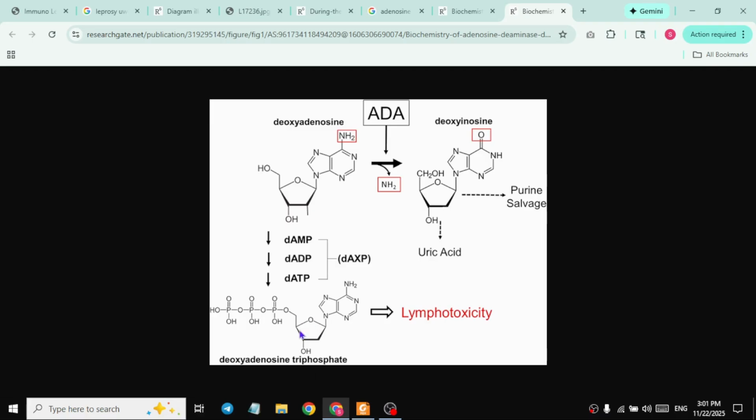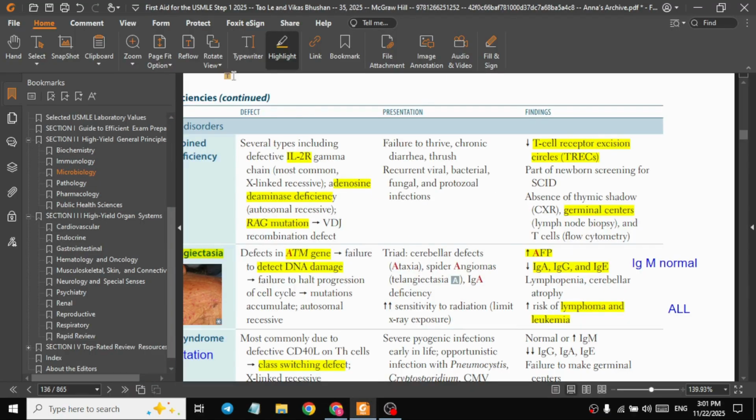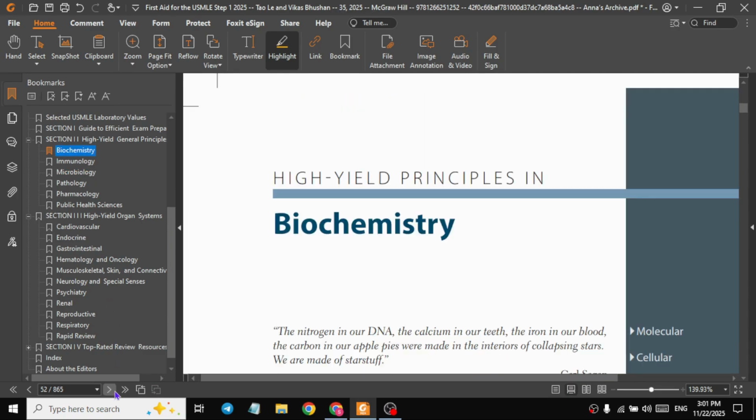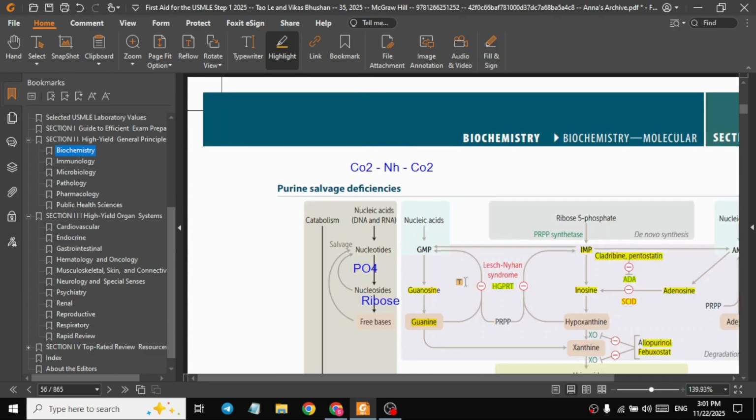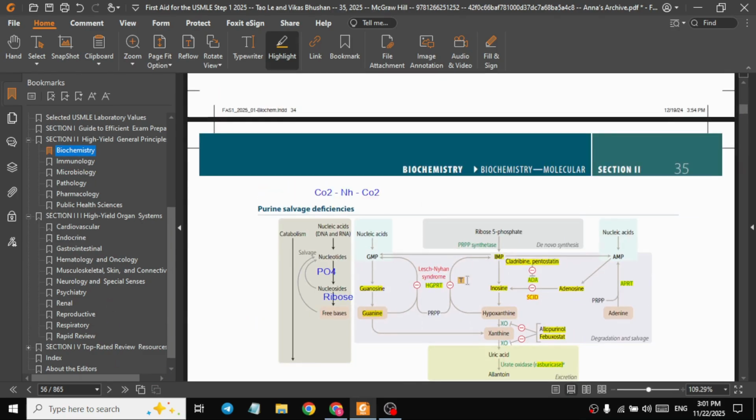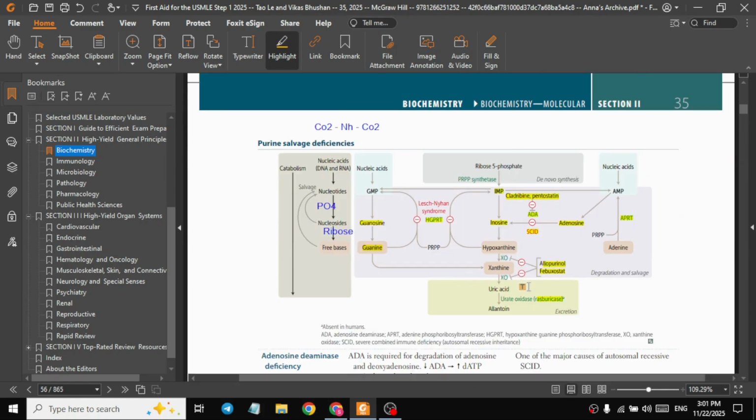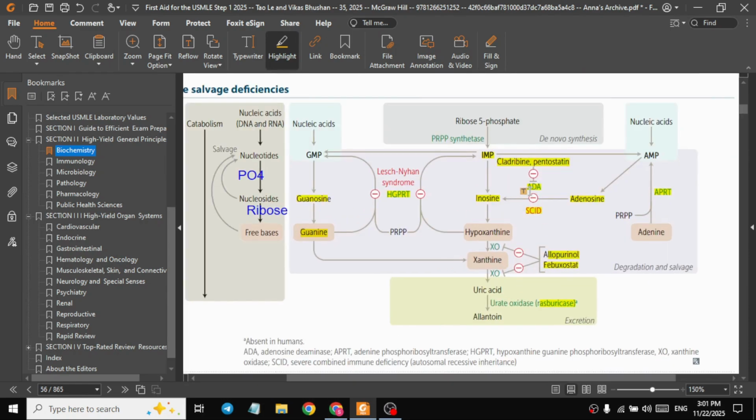Now this is the problem. You just created a poison, okay? Now this poison will cause lymphotoxicity. So important thing, right? And I'm going to show you this in First Aid, going into biochemistry, in the first few pages, page 35. Okay, so you see ADA deficiency right here. Okay, SCID right here.